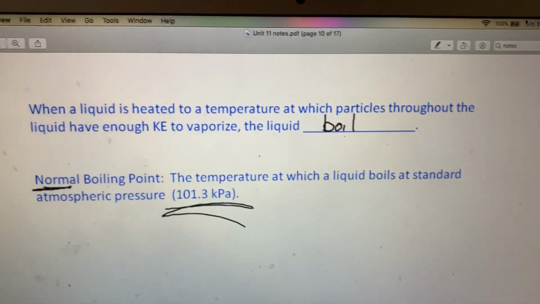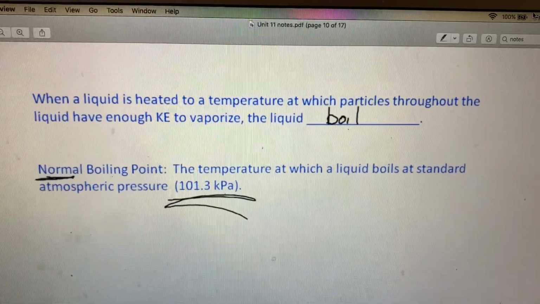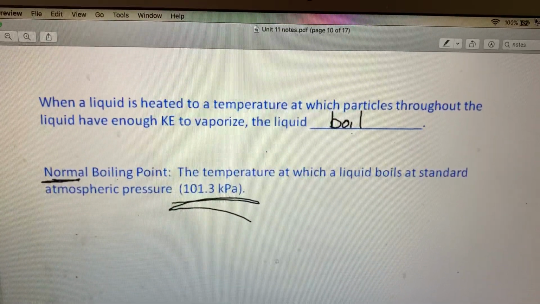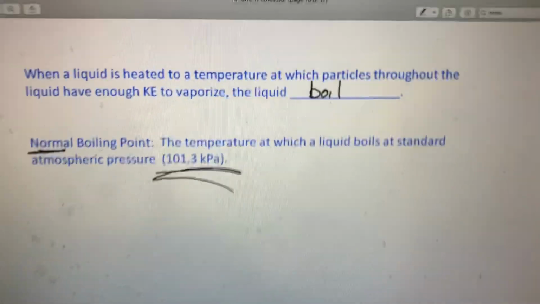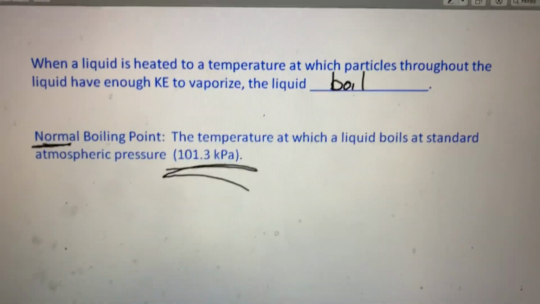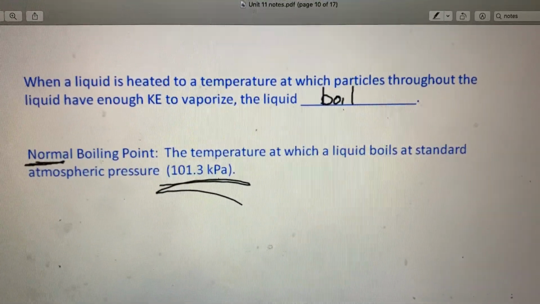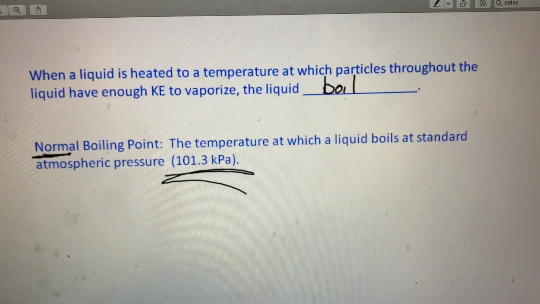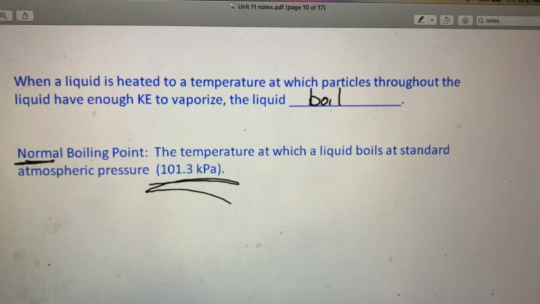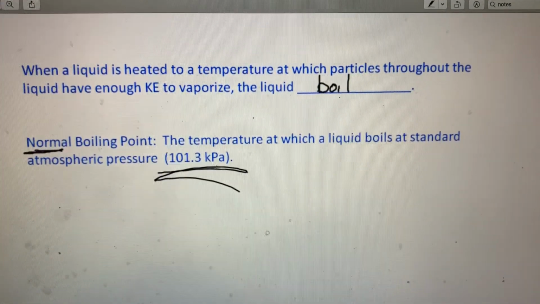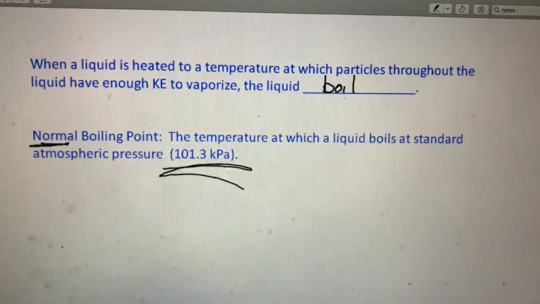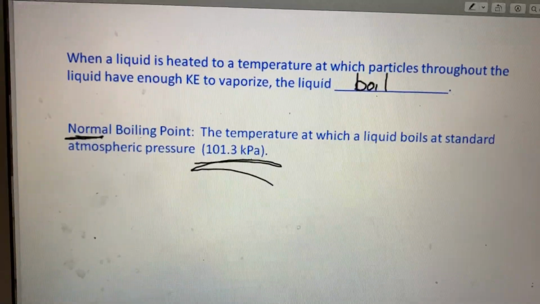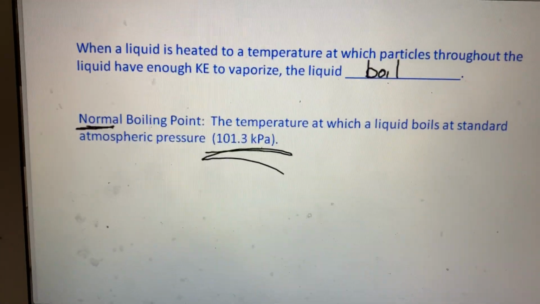So as I was mentioning before, when a liquid is heated to a temperature at which particles throughout the liquid have enough kinetic energy to vaporize, we say that the liquid boils. And you guys know from watching boiling water, when water boils, you see bubbles. And that is because it is turning into a gas all throughout the liquid. And that's what's causing the bubbles, is you're actually getting that vapor even from the bottom of the container.